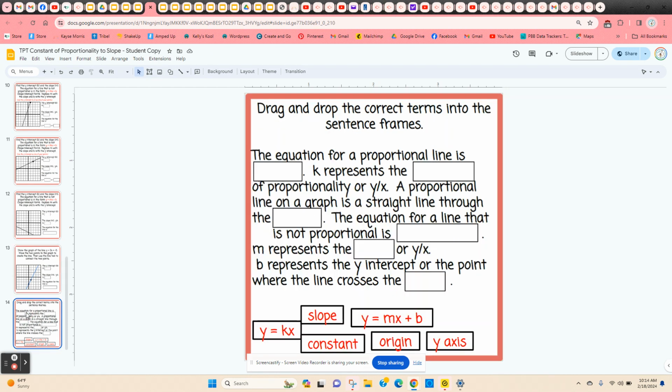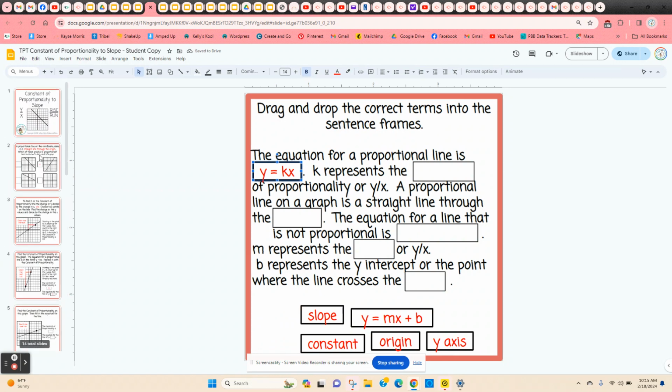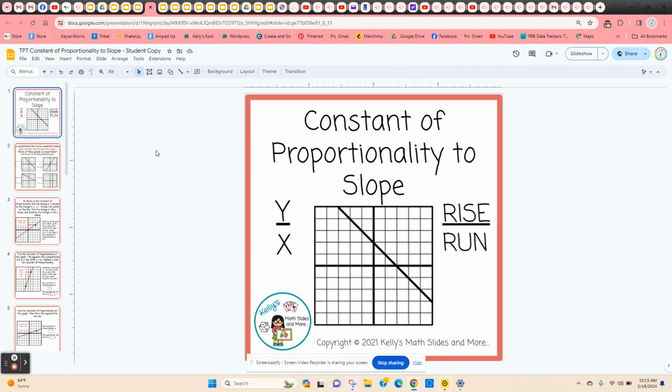Now the final slide is a drag and drop for vocabulary. Students are just going to click and hold on the edge of these and put them in the correct place in the sentence frames. So the equation for a proportional line would be y equals kx, and so on. Each one of these will have a place. So that is the digital lesson, constant of proportionality to slope.